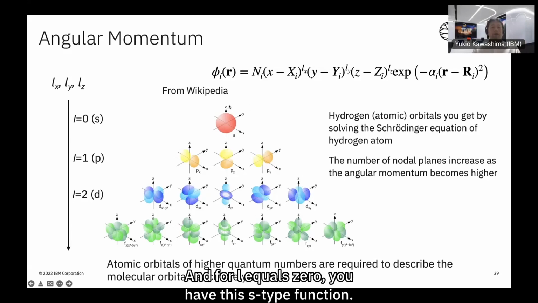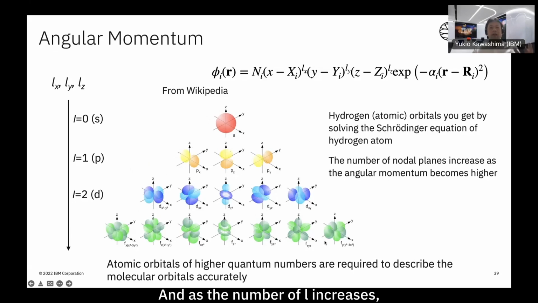And for L equals 0, you have this S-type function. For L equals 1, you have a P-type function. And for L equals 2, you have a D-type function. And L equals 3, you have F-type functions. And as the number of L increases, the number of nodal planes increases as well. So here you have 1, here you have 2 nodal planes, and here you have 3 nodal planes.